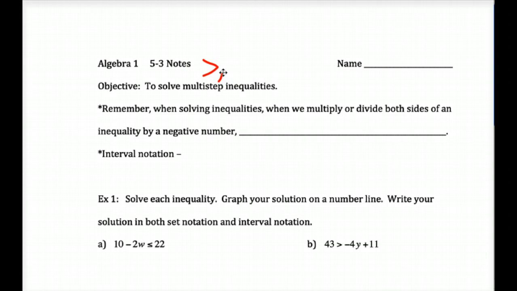How do you say that sign? Greater than. If I switch it around, less than. If I put a line underneath it, greater than or equal to. Math is specific, not "about." And you get the less than or equal to symbol.